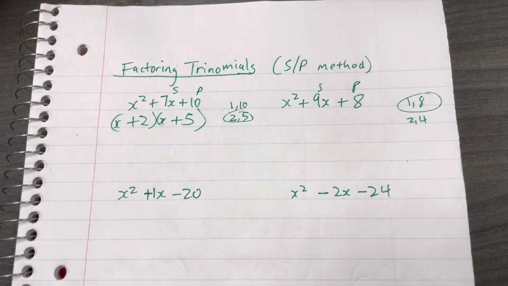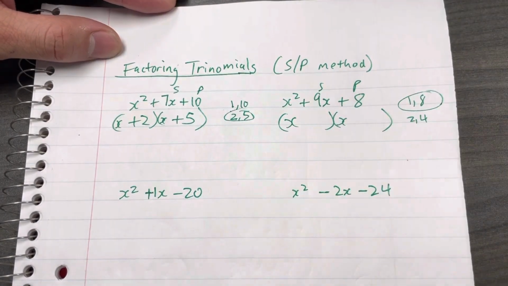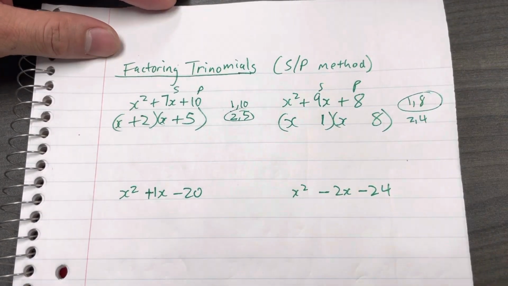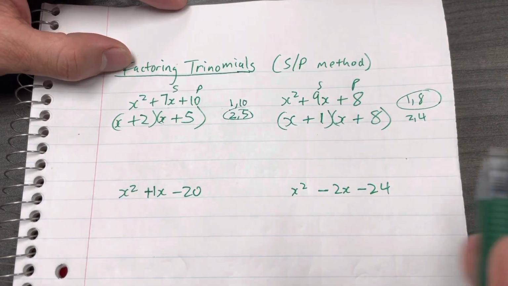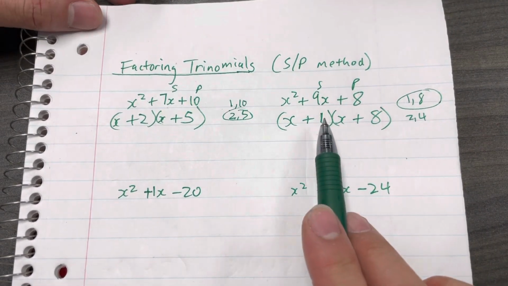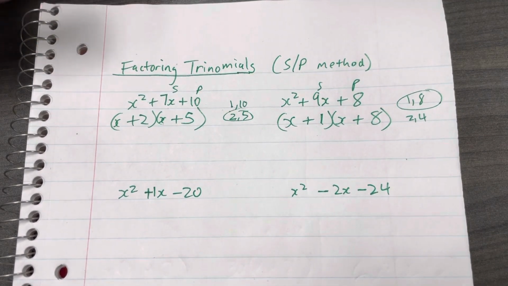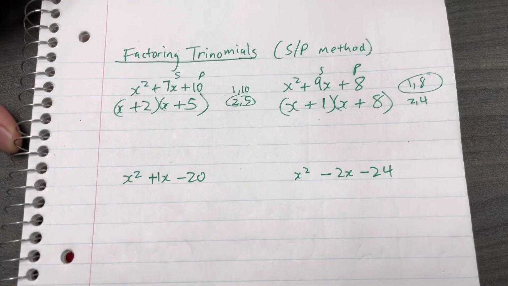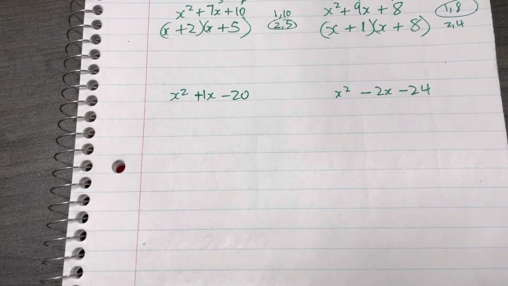Because I know it's 1 and 8, I'm going to put parentheses, x, 1 and 8, okay? And because everything is positive here, it's going to be positive 1, positive 8. Just to double check, 1 plus 8 is 9. 1 times 8 is 8. So it sums up to 9 and is a product of 8. Beautiful. Now we get to something slightly harder, but it's the same idea, right?